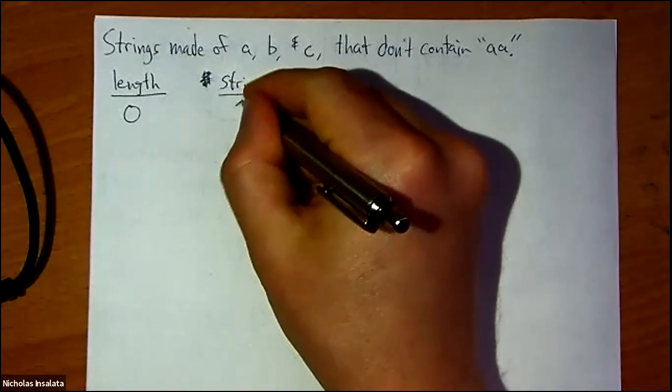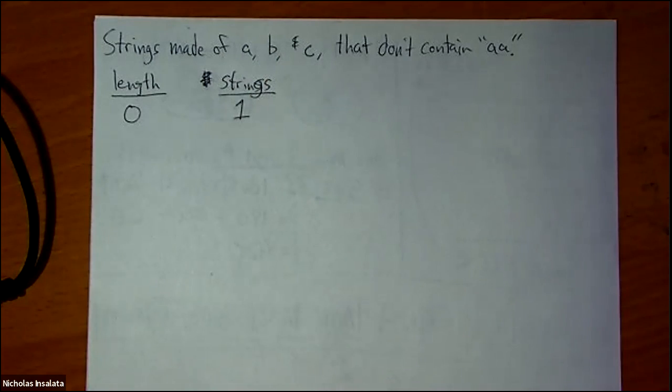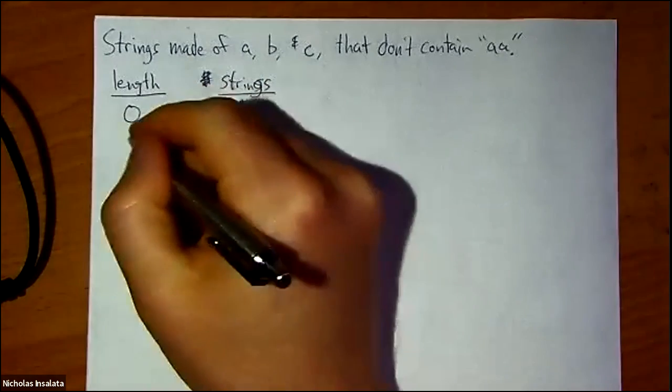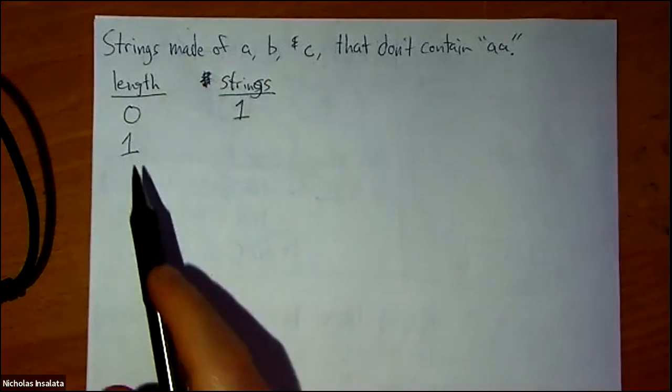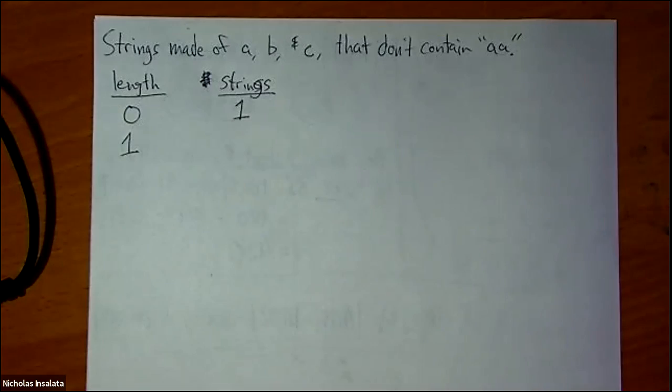Yeah, 1. Very good. The string with nothing in it, the empty string, right? Okay, so that one's kind of tricky. This one's a little easier. How many strings of length 1 don't contain AA? Or I'm sorry, so list them out. What are they?